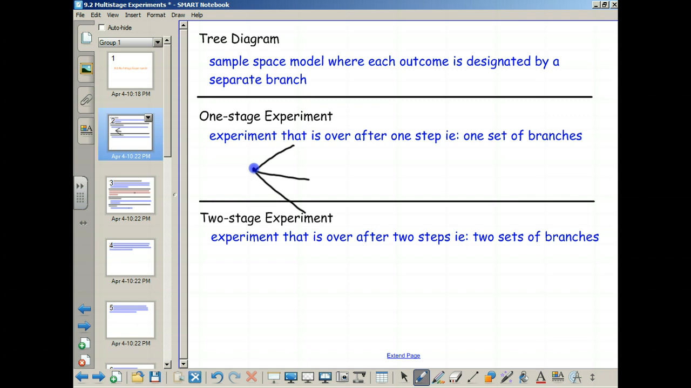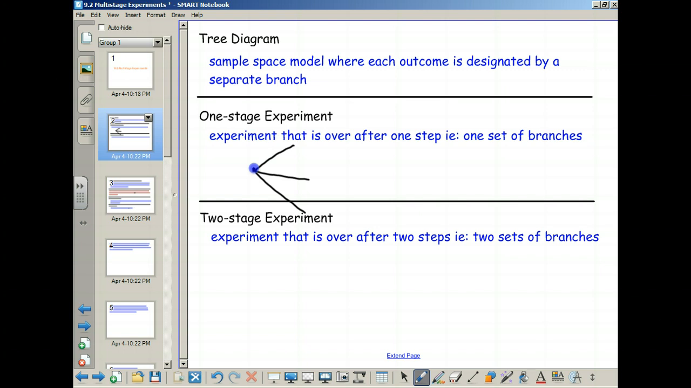So for instance, if you were rolling dice, let's say one die, a single plain old standard six-sided die, there would be 6 branches coming off here. One branch would be the number 1, one branch 2, one branch 3, 4, 5, and 6. If we were talking about flipping a coin, we'd only have 2 branches because we can only get a head or a tail. So it's a single stage experiment. It's a one-time shot, right?